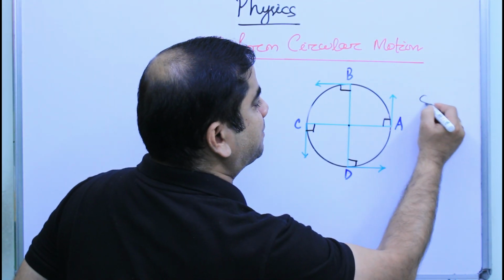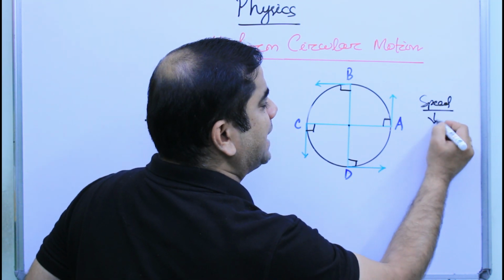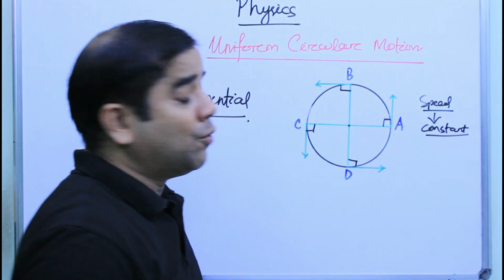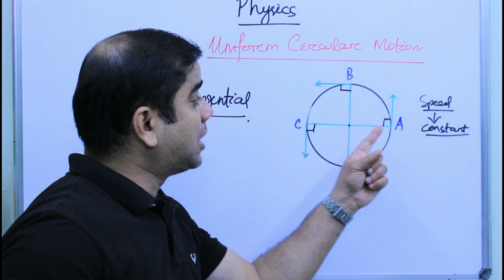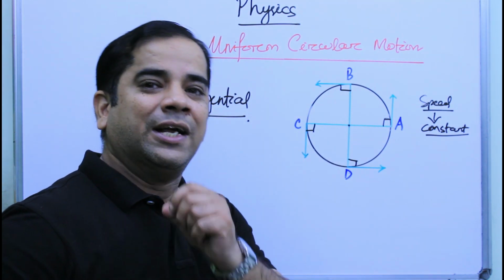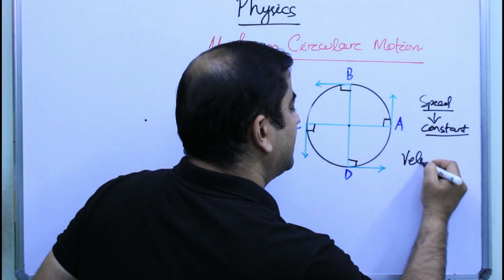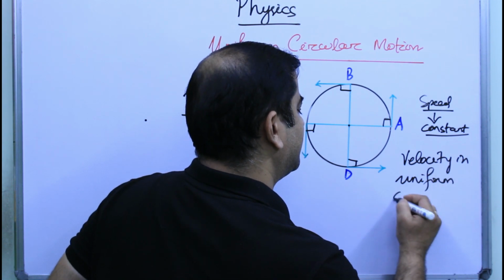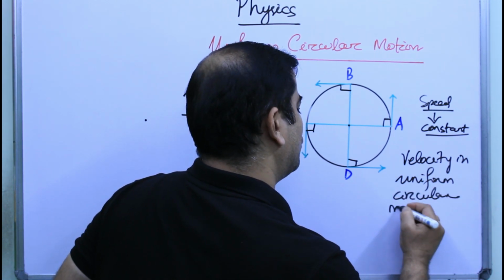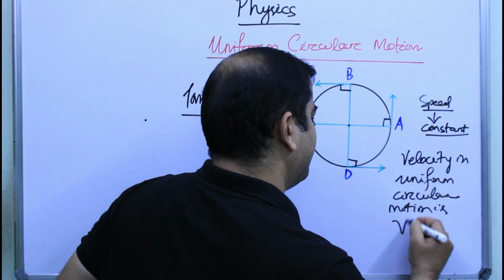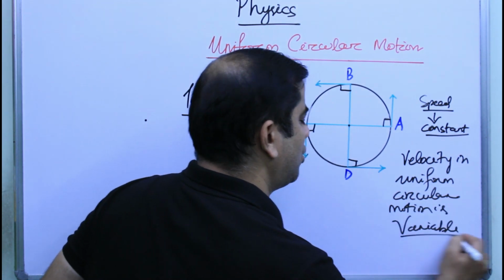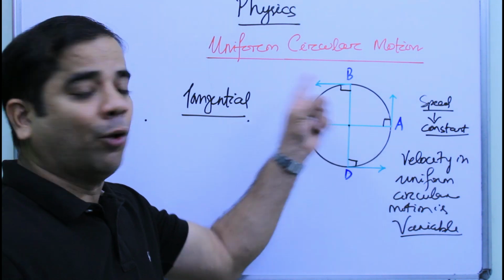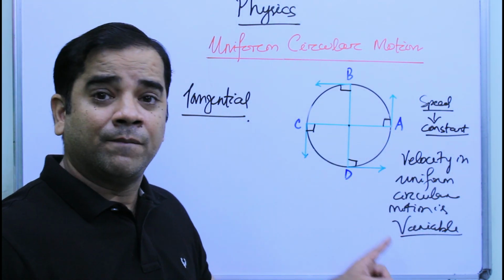As we have already discussed, speed is constant in uniform circular motion. But what happens with the velocity? As the direction changes at each point of the circle, velocity also changes. That means we can say that the velocity in uniform circular motion is variable. Okay, it is not constant. Though speed is constant, as the direction changes at each point, the velocity is also variable.